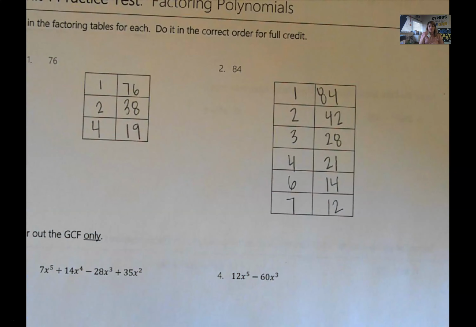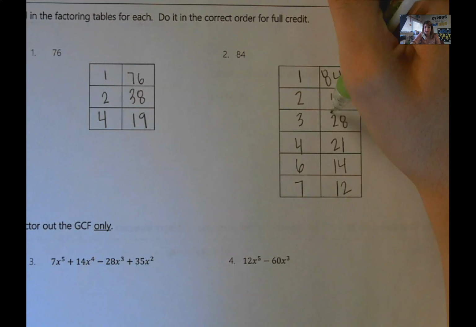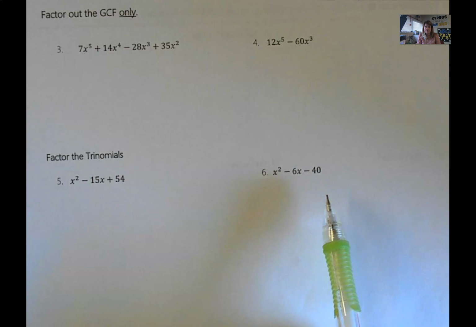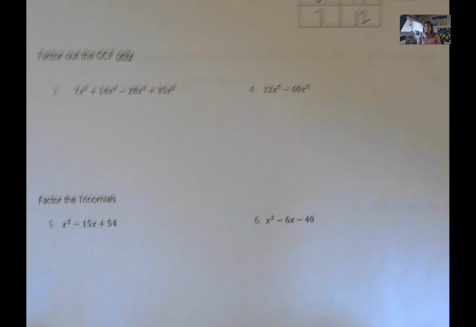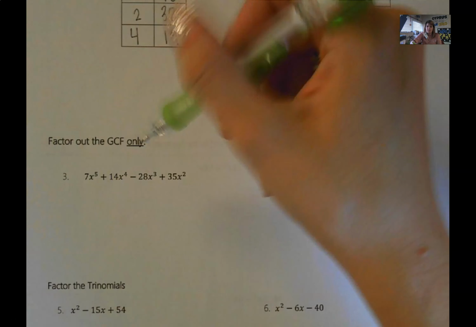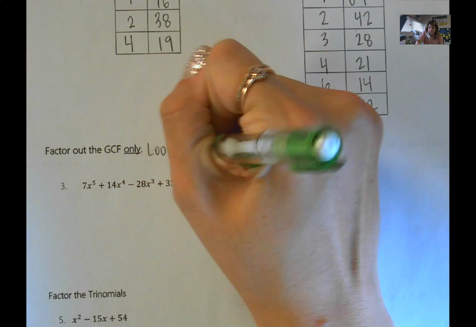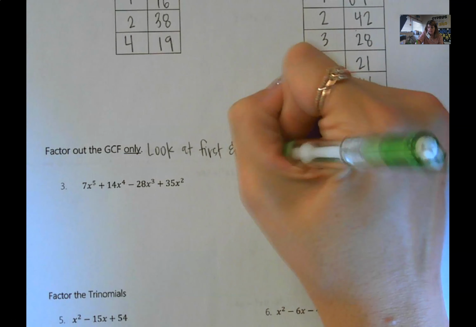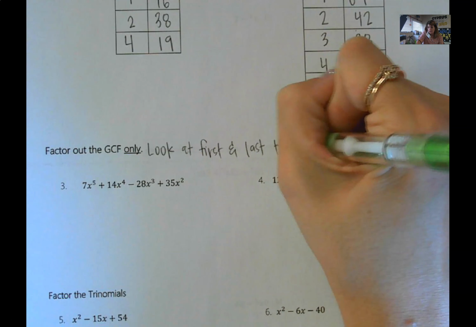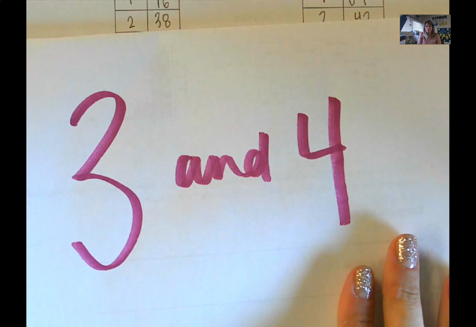Okay, just to connect the dots, the reason that we have gone over how to factor a number is so that when you do problems like 5 and 6, you can use that skill to factor these trinomials. Okay, next up, we are factoring out a GCF only. So this means you are going to look at the first and last term. I forgot to hold up our papers for those that are skipping ahead. So we are now doing 3 and 4.